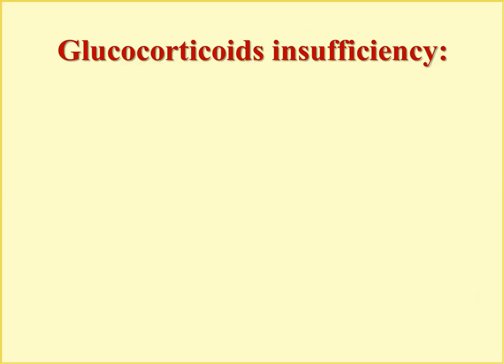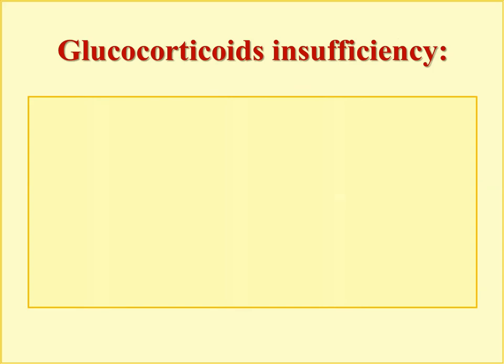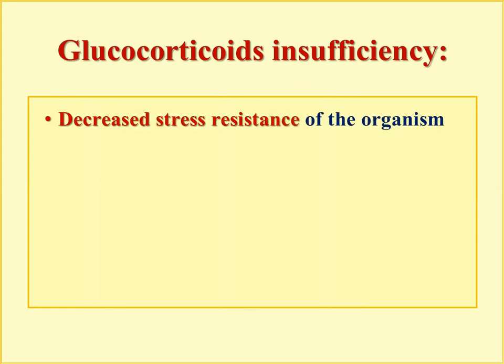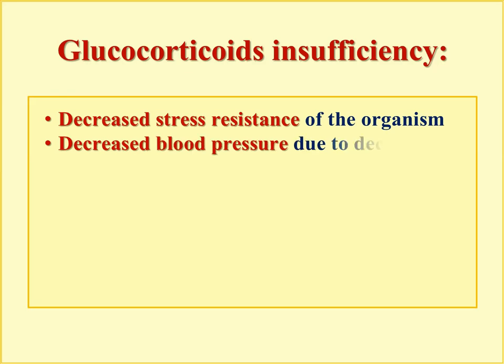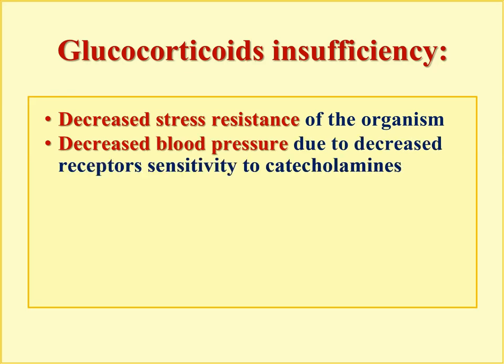Insufficiency. What happens if glucocorticoids are insufficient? In most cases, glucocorticoid insufficiency develops as a total insufficiency of the adrenal cortex. But let's consider glucocorticoid insufficiency only. First, there is decreased stress resistance of the body. There is no elevation of cortisol that provides normal resistance. And people may easily have great decreases in health due to some harmful action.